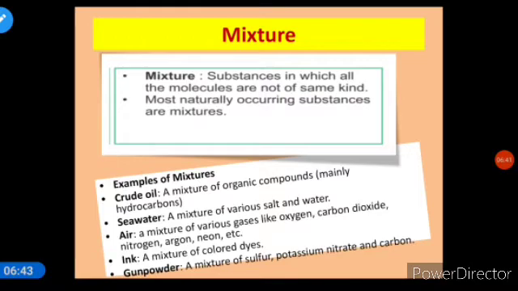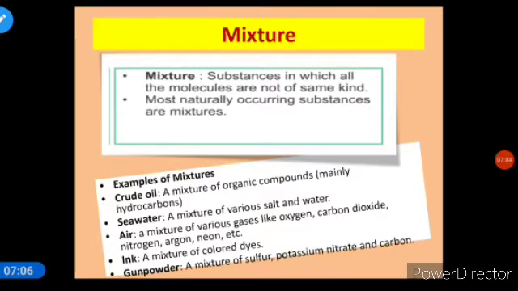Now next one is mixture, and it is also called an impure substance. A mixture is a substance in which all the molecules are not of the same kind. Most naturally occurring substances are mixtures. Yes, it is true, all the naturally occurring substances are mixtures.